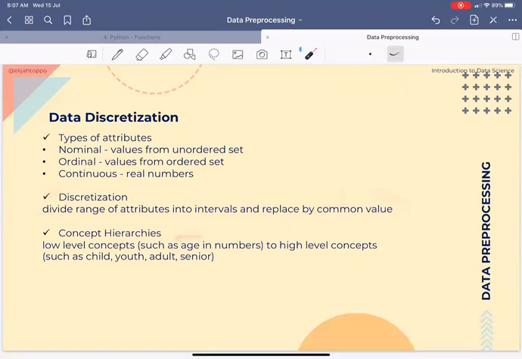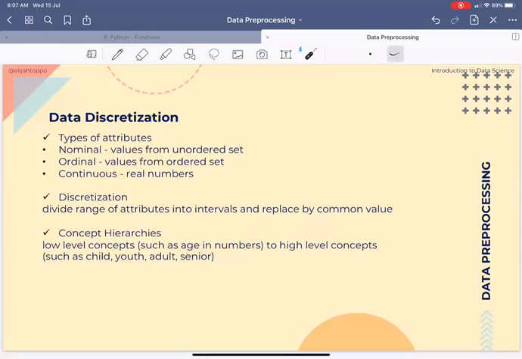Let me talk about concept hierarchies. Concept hierarchies are when we take low-level concepts and convert them to high-level concepts. So let's say that we have one feature that gives us the age of a person in numbers. Okay, we have the age of a person, how many years old that person is. So this data would be very difficult, or maybe complex enough, for my model to understand, depending upon if it is needed or not. But I could take this and convert them into high-level concepts.